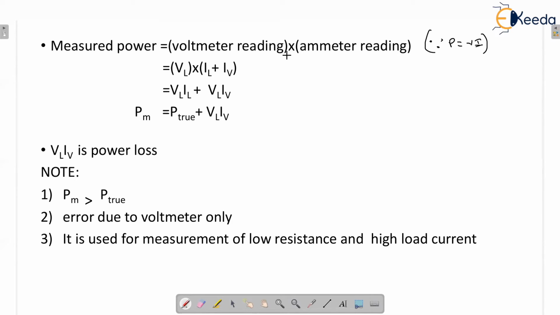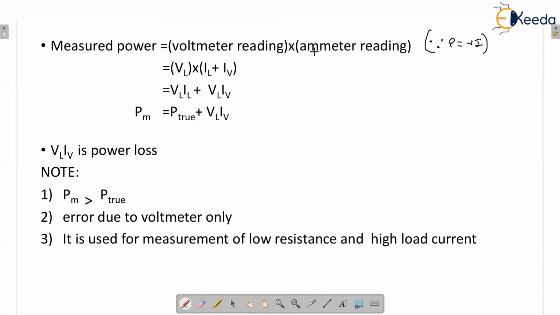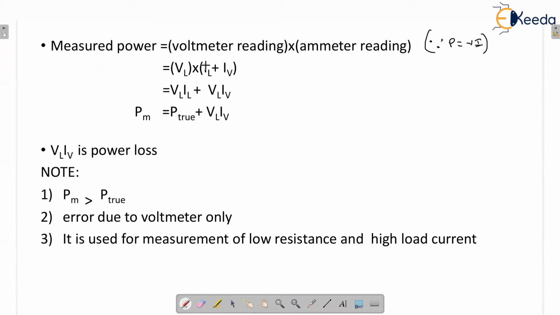How did I get the voltmeter reading? The voltmeter reads the voltage across the load. And what does the ammeter read? The ammeter reads the current through the voltmeter and the current through the load. So split them: VL IL plus VL IV.